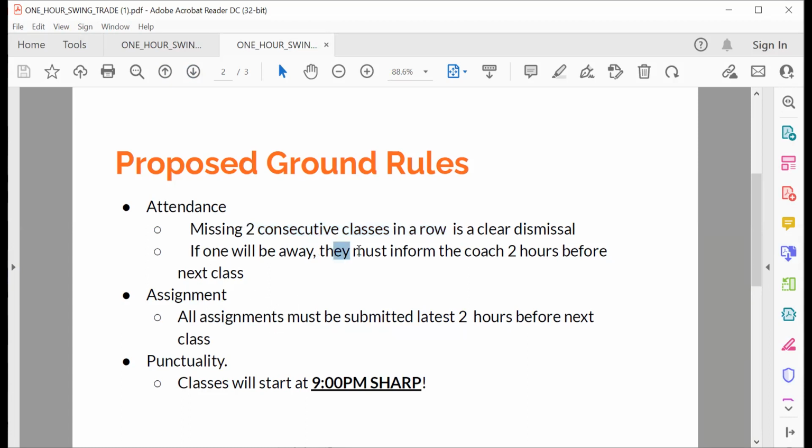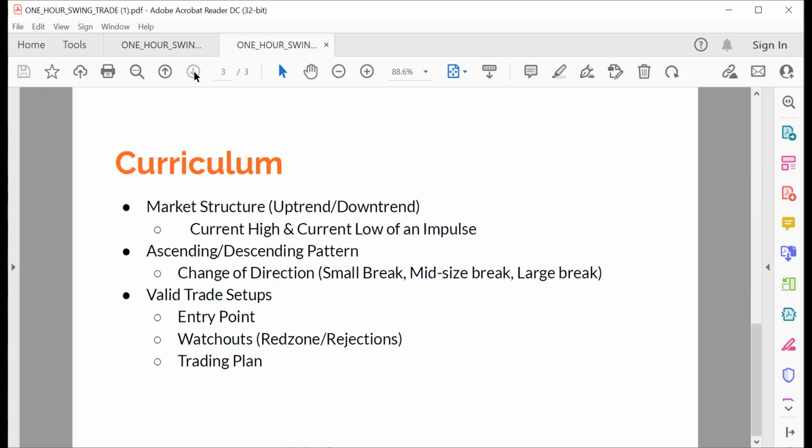If one will be away, they must inform me 2 hours before the next class. And then there'll be assignments, effectively from today. All assignments must be submitted latest 2 hours before the next class. So the next class will be on Wednesday, which means you'll have an assignment today that is due 2 hours before Wednesday's class. The class starts at exactly 9 p.m. Going forward, there'll be no exception. If you're late, the class will be locked.